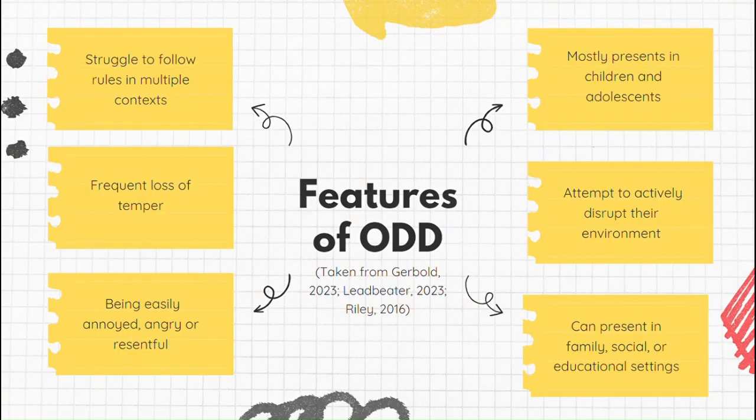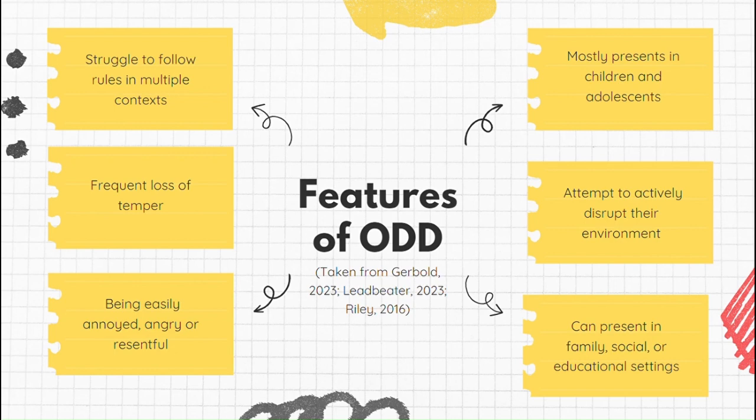The main features of ODD are quite varied and present in different ways. So we will see people who are easily annoyed, angry, or resentful will often try to start arguments or try to annoy people deliberately, will lose their temper frequently and also struggle to follow rules. They will be very stubborn and actively defy instructions from other people.